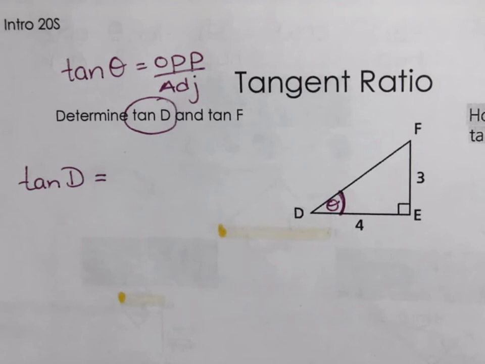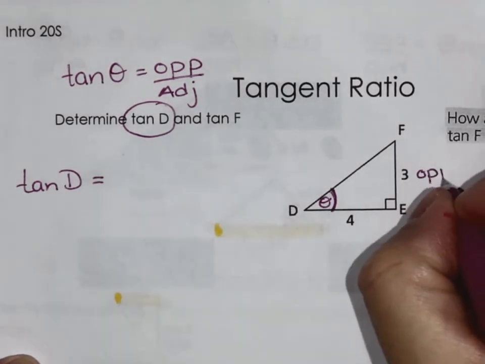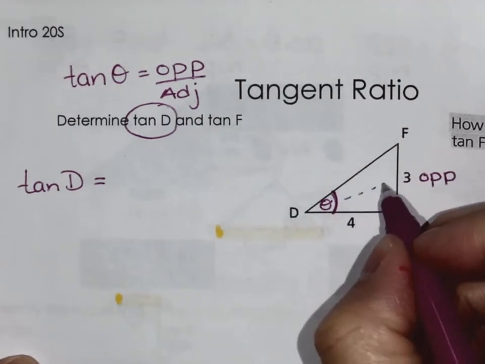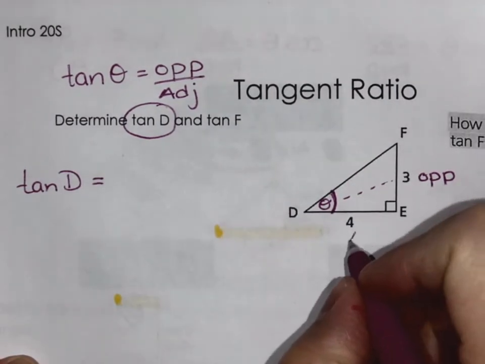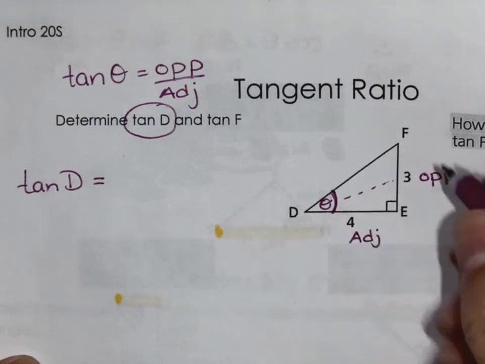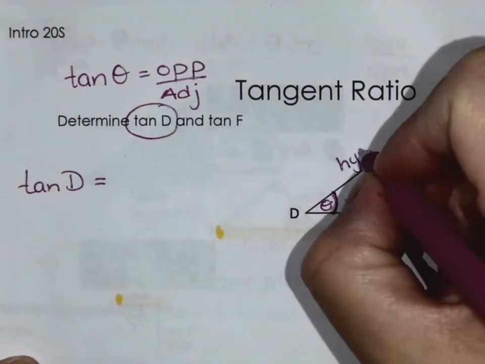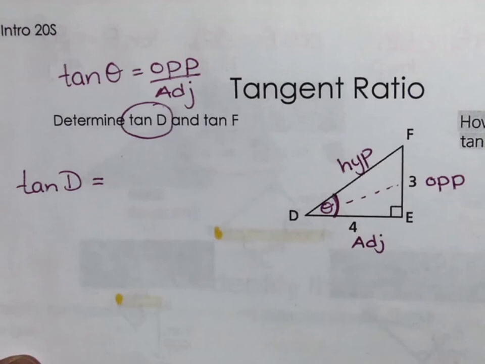Okay, so based on angle D, which side is my opposite? Is it the 3 or is it the 4? The 3 is the opposite side, because it doesn't touch the angle, it's across from it. So 4 would be my adjacent side, because my hypotenuse is right across from the 90-degree angle.